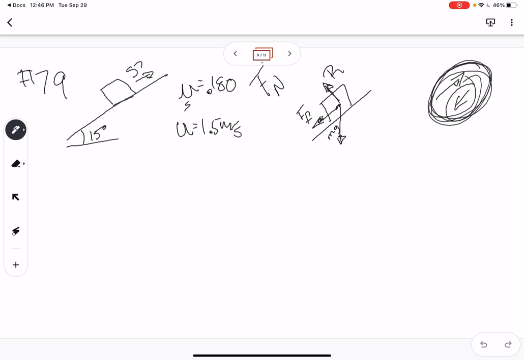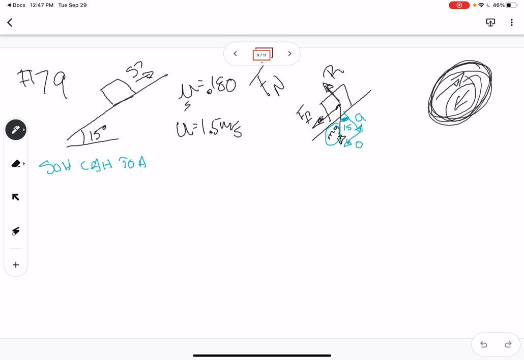And this is typical, and you guys should be getting used to this by now. So gravity, we're going to break up into two components: into the hill and down the hill. And this, by geometry, is our 15-degree angle, which makes this one the opposite side, this one the adjacent side, and mg is our hypotenuse. We go back to SOH CAH TOA.